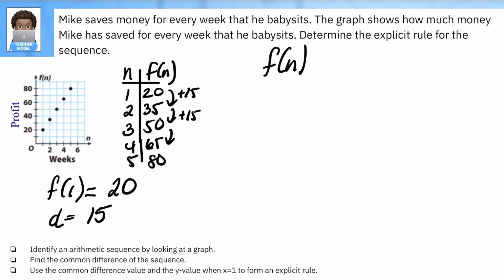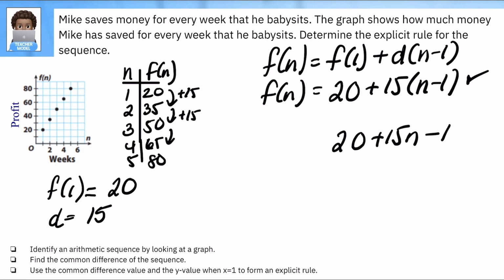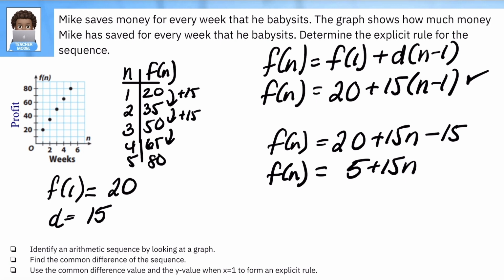So once you had that, what rule could you have come up with? So you probably did f of n is equal to f1 plus d times n minus 1. Or in other words, you would have gotten 20 plus 15 times n minus 1. If you got to that point, you can check it off. If you did a second one as a bonus, keep going, then you probably got 20 plus 15n minus 15 if you distribute it correctly. And this simplified to 5 plus 15n. Both of these, again, are equivalent. You could have used either one.